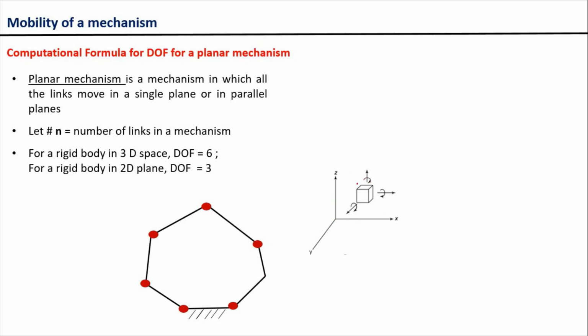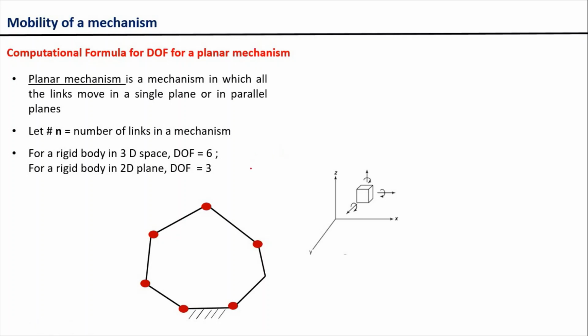If you see here, if we consider a cube in a three-dimensional Cartesian coordinate system, this cube can translate along the x, y and z directions, and at the same time it can rotate about the x, y and z directions respectively. So the total degree of freedom for this cube will be equal to 6.